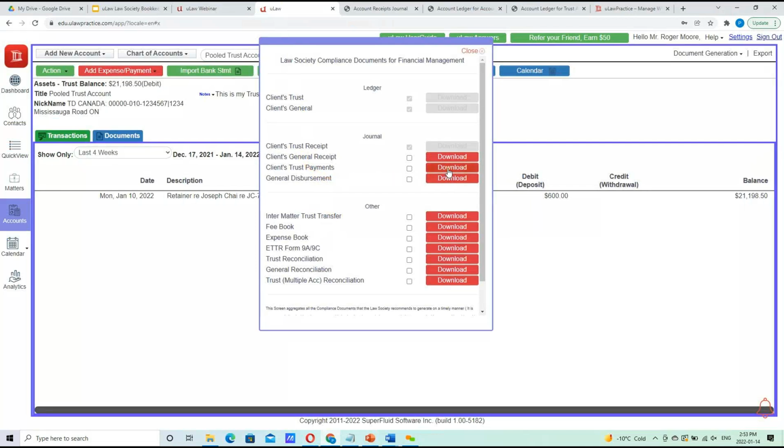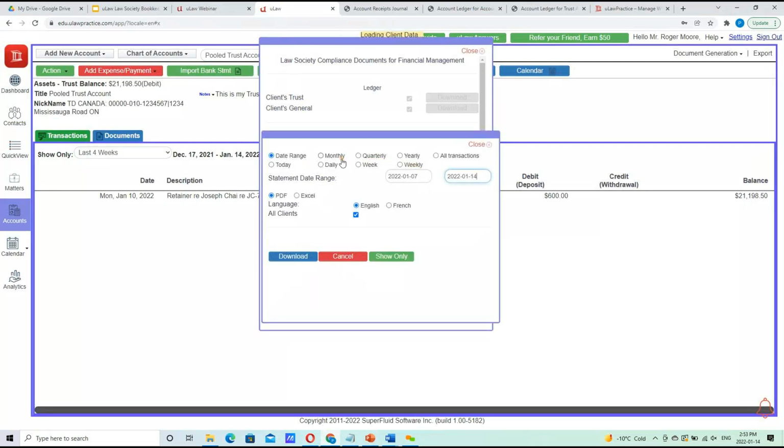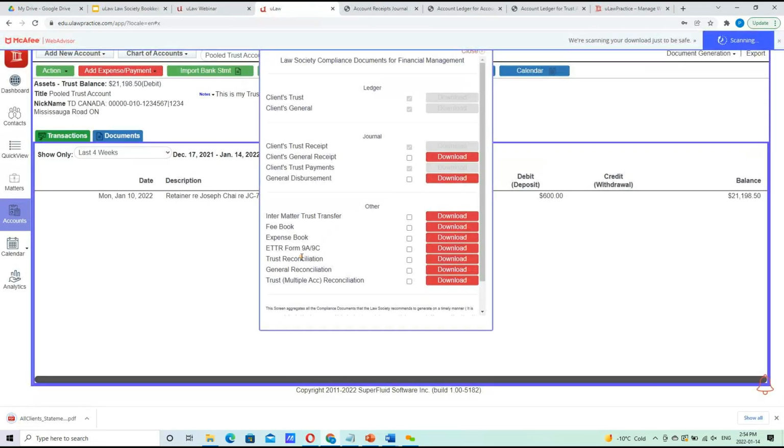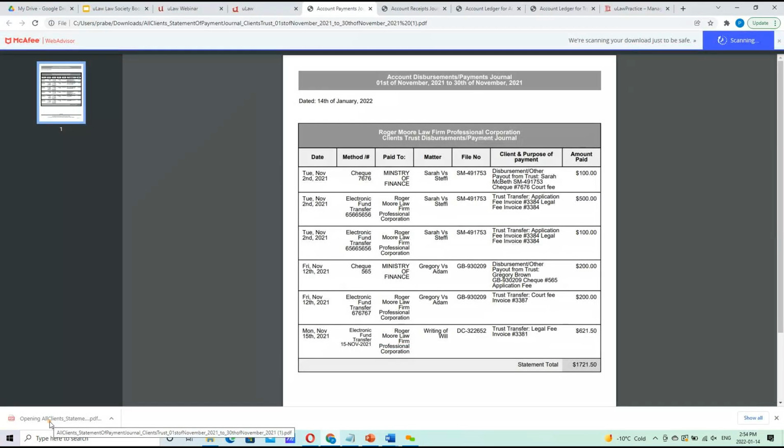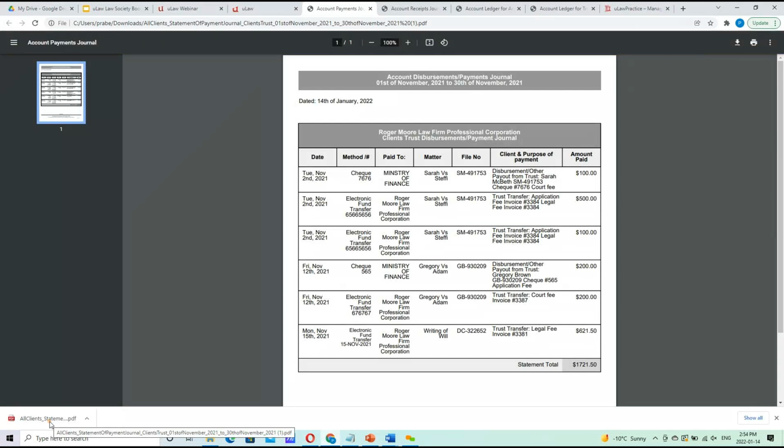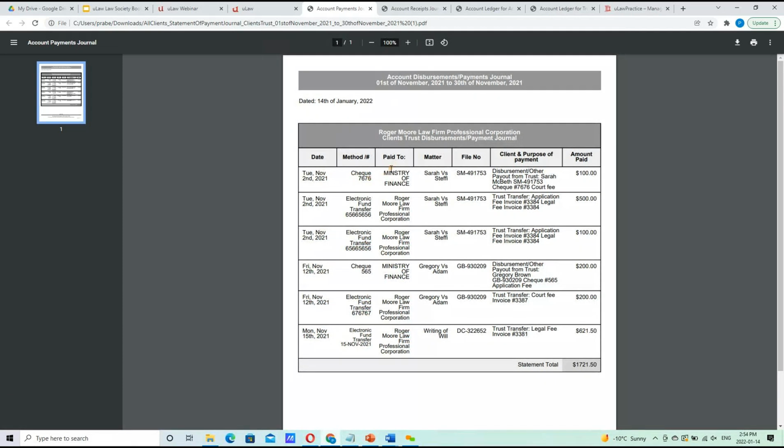Let's look at our trust disbursements or payments. This is money leaving the trust account. Remember that trust transfer that we did in the month of November. So let's go back, and looking at the month of November, this is the trust payments or trust disbursements journal. There's quite a few. Starting from the 2nd of November all the way to the 15th, you have money leaving the trust account. We have the method. So it was a check that you had written out to the Ministry of Finance. And this was a trust disbursement, I'm thinking, and there it is. Yes, it is the case.